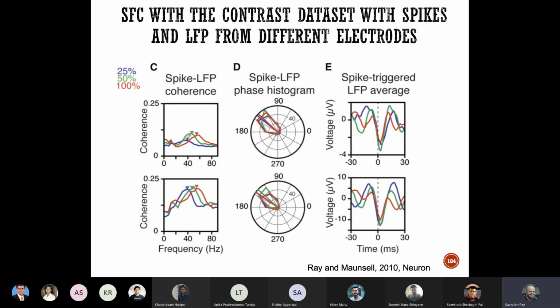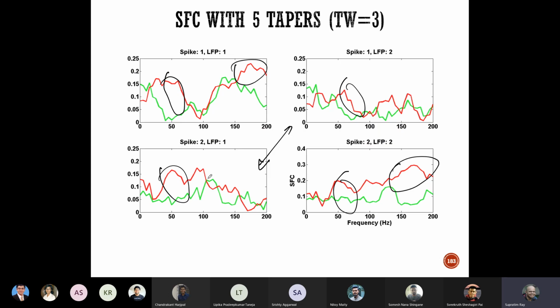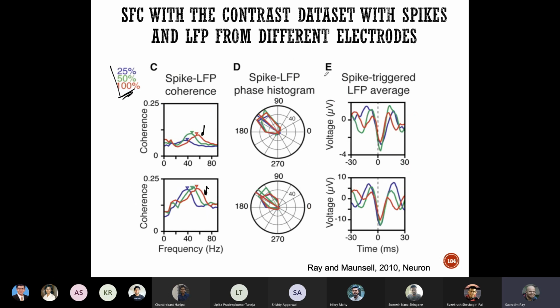And this clearly shows that spikes are locked to the LFP at gamma frequencies. These are three different contrasts. You have data only for the 100% contrast. So my plot here, this red plot, is actually the average of many red plots like these. If you average them, you will end up with a plot like this. And this is some 130 or 150 electrodes. These are for two different monkeys.